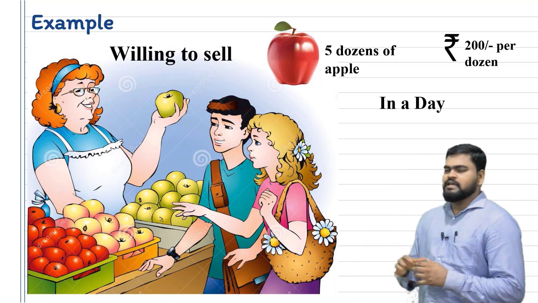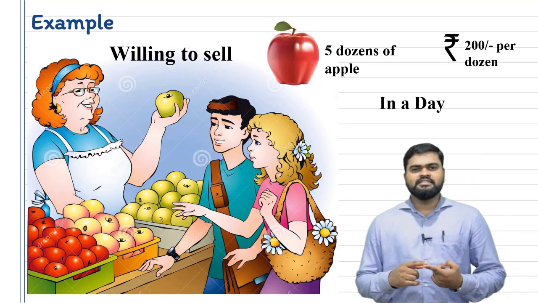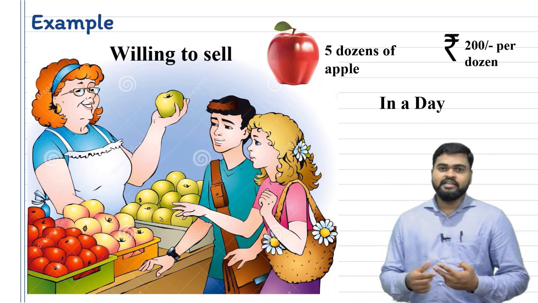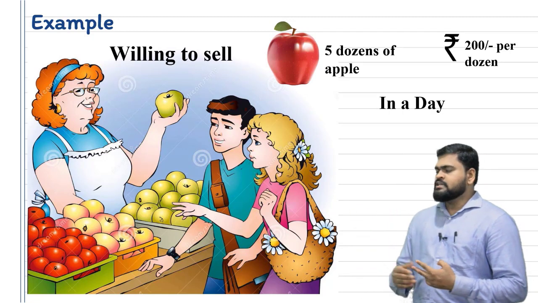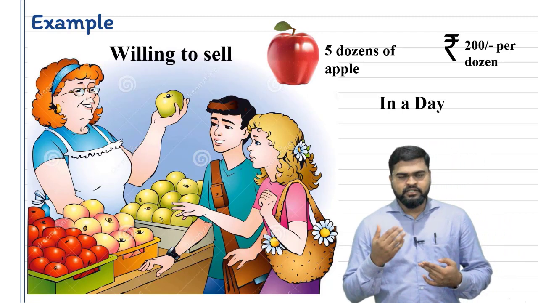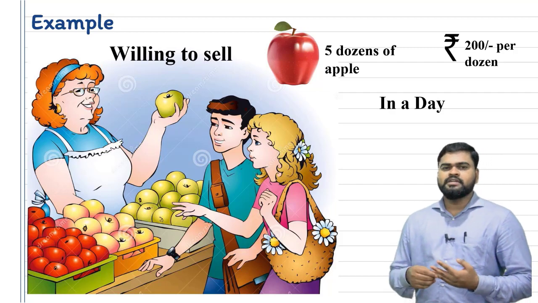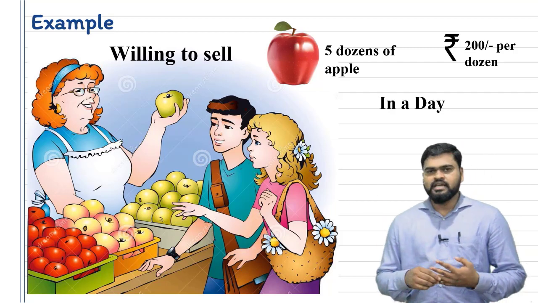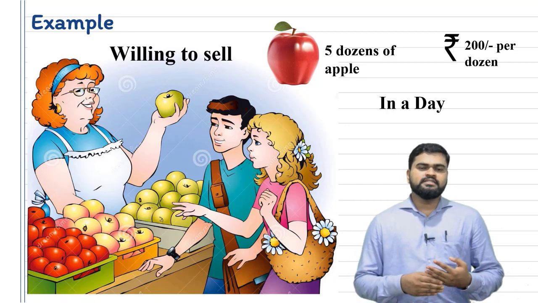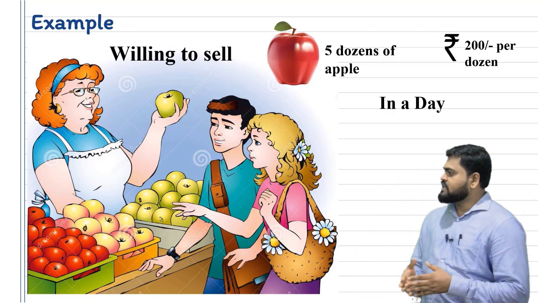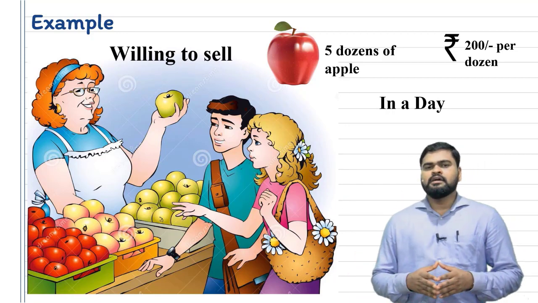If you look at this example here, first thing, that is the willingness to sell, Kamla is willing to sell. Then second one is quantity of commodity, Kamla is willing to sell 5 dozens of apple. Third one is price of the commodity, the rate at which she is willing to sell is 200 rupees per dozen, and the last one is given period of time. Period of time here is a day.